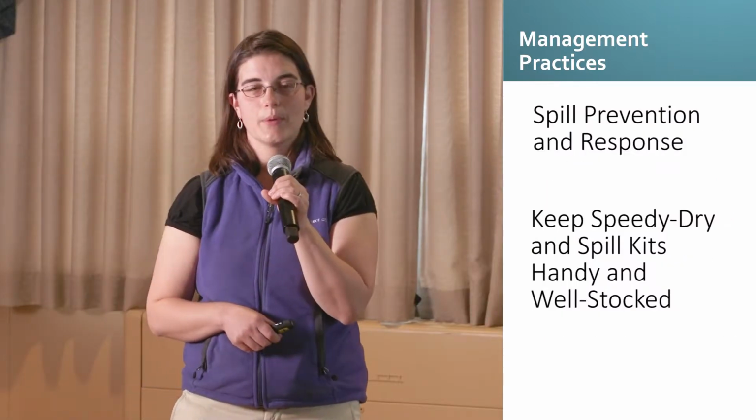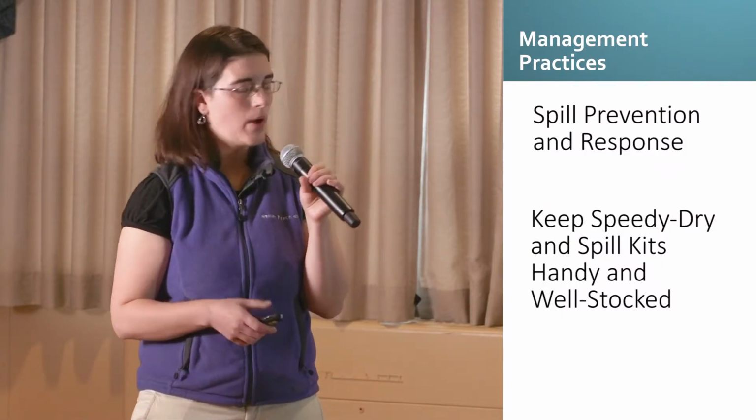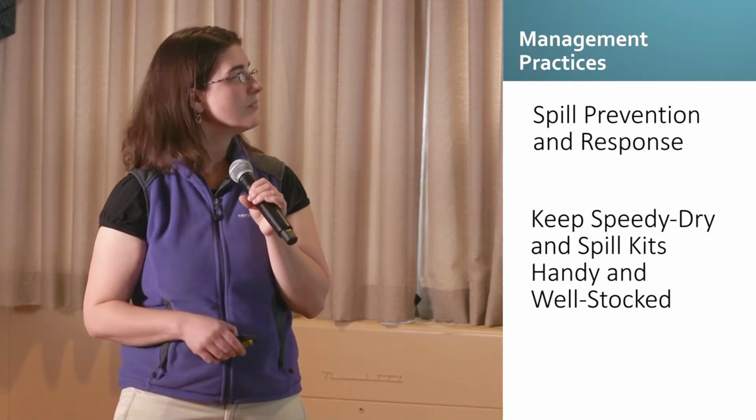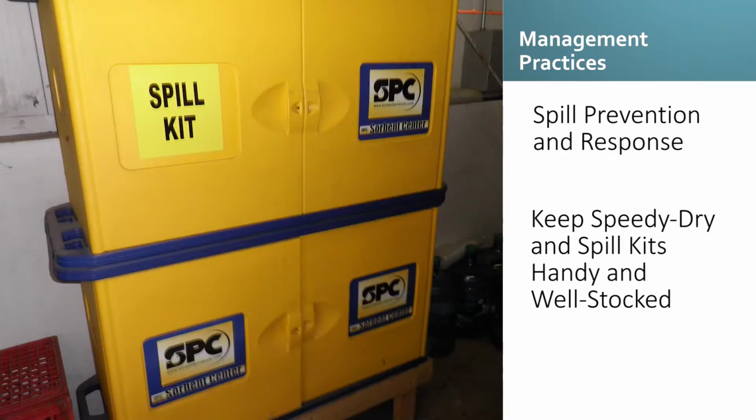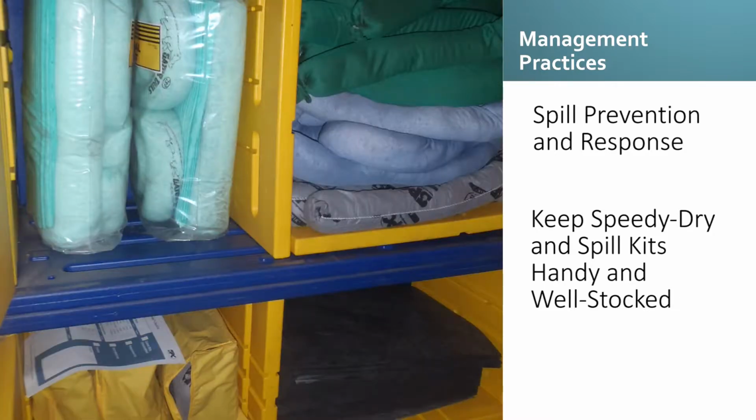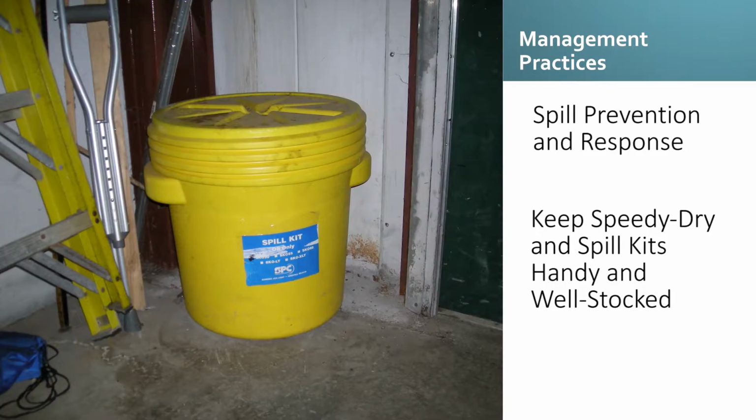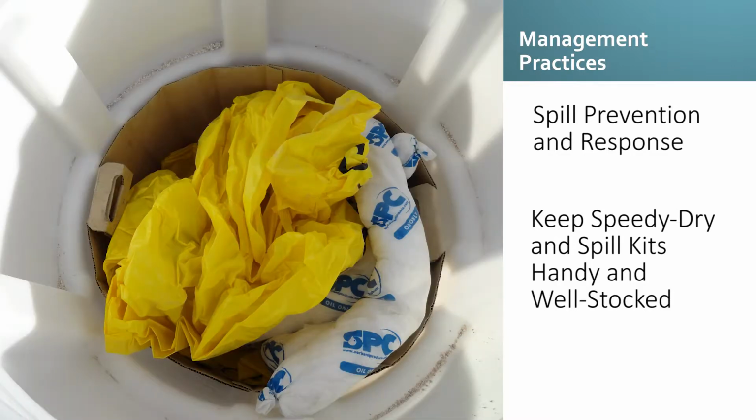So here are some examples of spill prevention and response measures. So spill kits, you can't have enough spill kits, and they can be in many forms. You could have a spill kit cabinet here that comes pre-stocked. This is a look at the inside of the spill kit cabinet. Or you can have spill kit drums, or you can make your own spill kit.